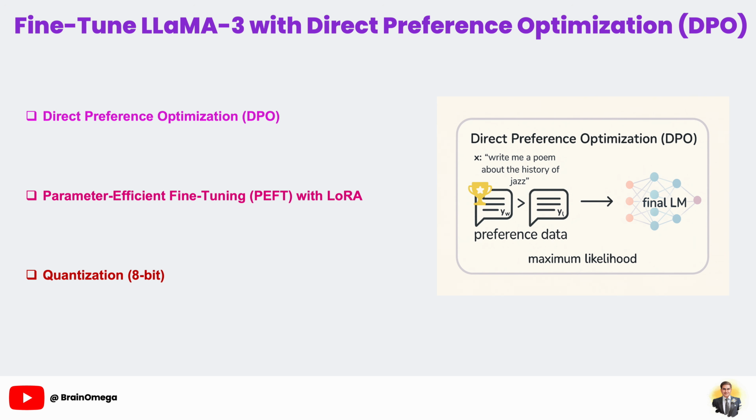Third, quantization. Even just loading a model like Llama 3 8B can take over 16 gigabytes of VRAM. To solve this, we use quantization. We load the model's weights using 8-bit integers instead of the standard 32-bit or 16-bit floating point numbers. This can cut the memory needed to load the model by 50 to 75%, making it feasible to run on more accessible hardware. By combining these three techniques, DPO for effective alignment, LoRA for memory-efficient training, and quantization for accessible model loading, we create a powerful and practical fine-tuning pipeline.